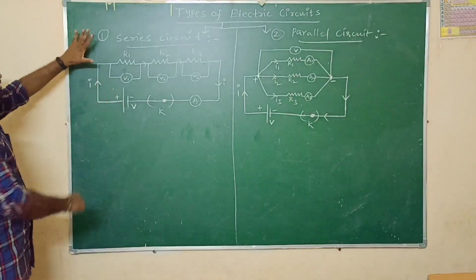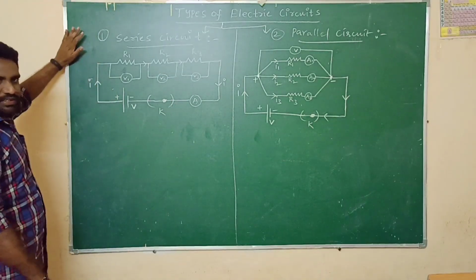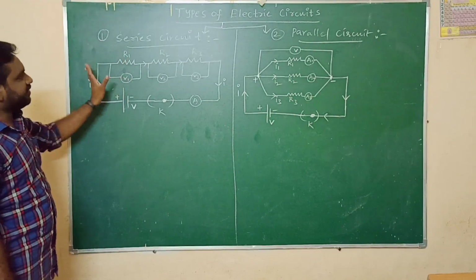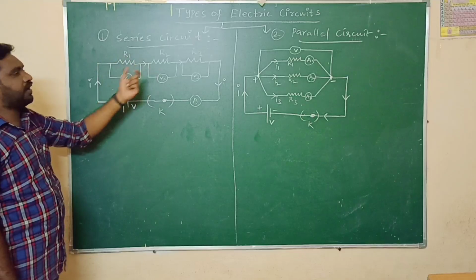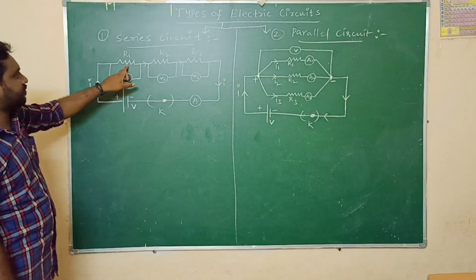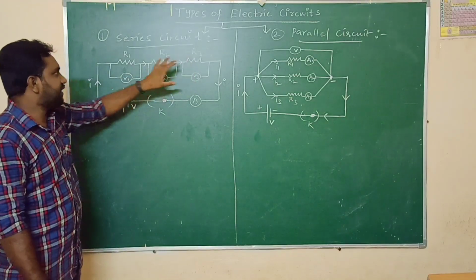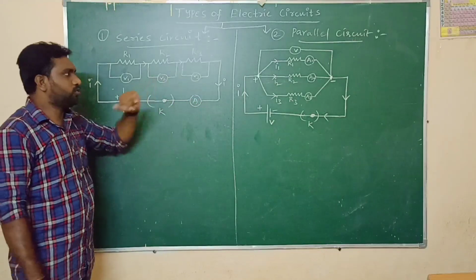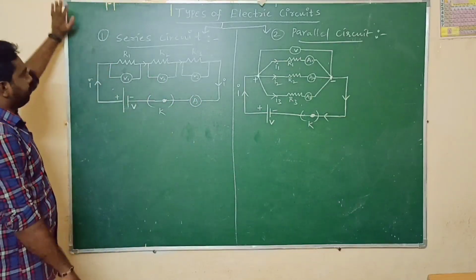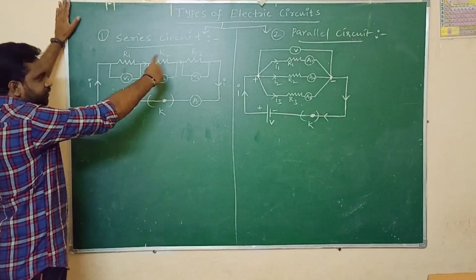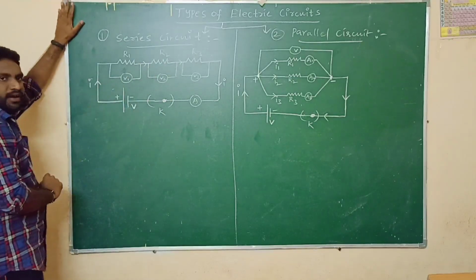First I will explain about the series combination of resistors. Say I am considering three resistors. How many resistors have I connected in this circuit? Total three resistors are there: resistor 1, resistor 2, resistor 3. This is the symbol of a resistor. It always opposes the flow of current, you know that. Here three resistors are connected in an end-to-end manner, that means positive to negative, negative to positive.